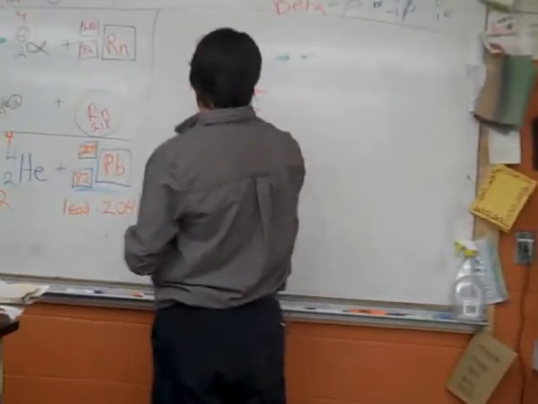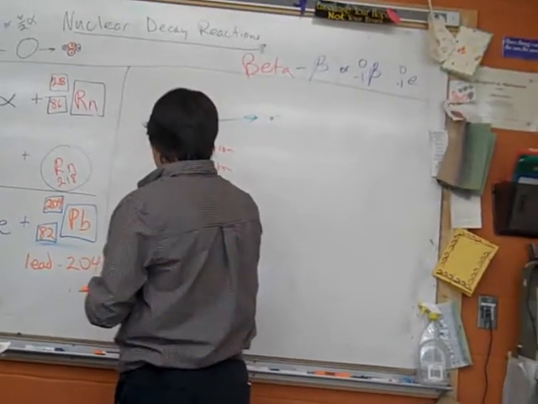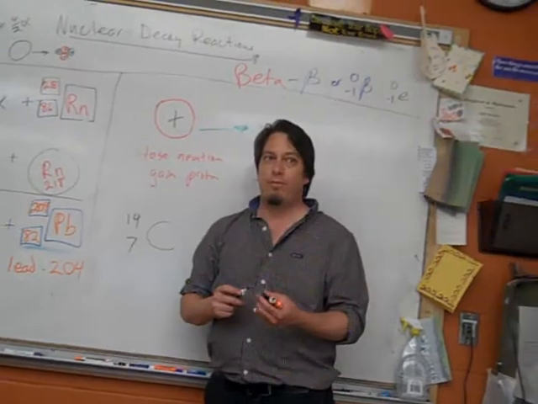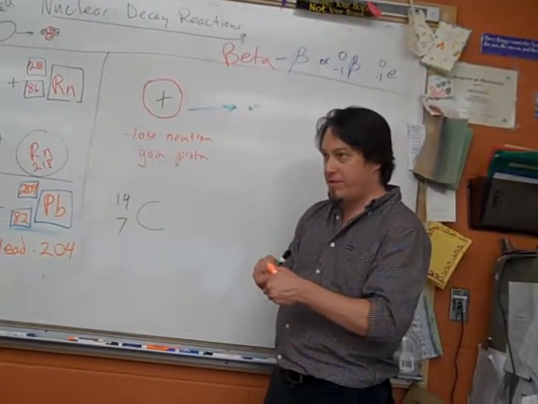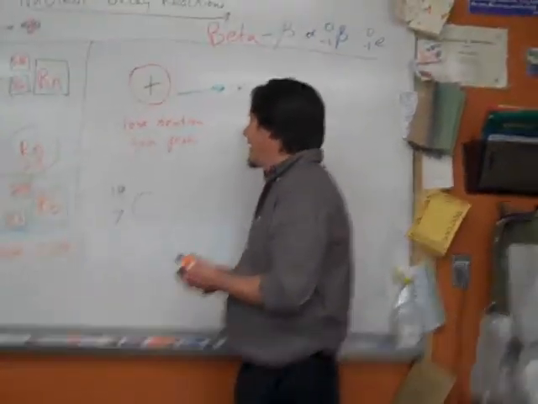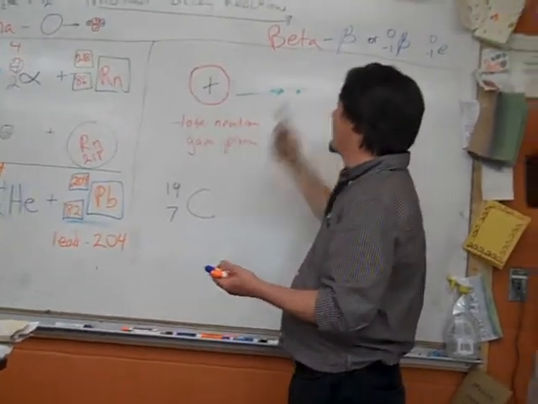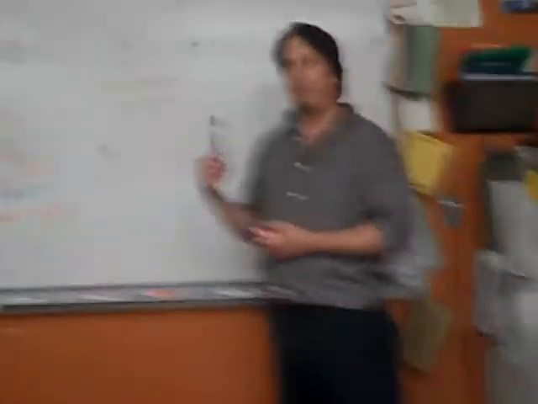Here's an example. Carbon-14. Carbon-14 is our happy radioactive isotope of carbon. Turns out, carbon-14 undergoes beta decay and spits out an electron. And it's because one of its neutrons turns into a proton and spits out the electron. And that is interesting. Why?